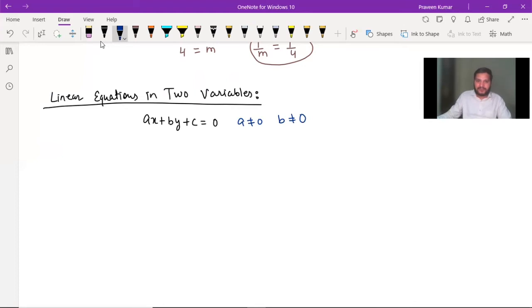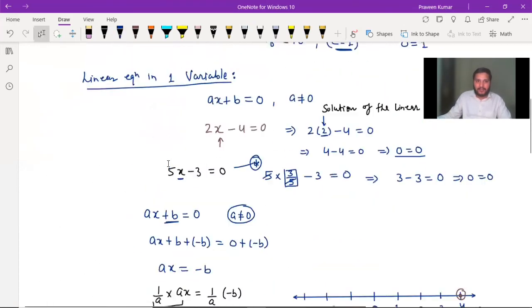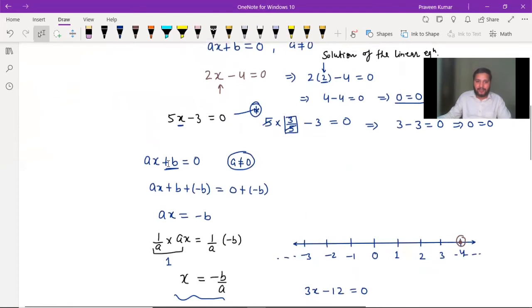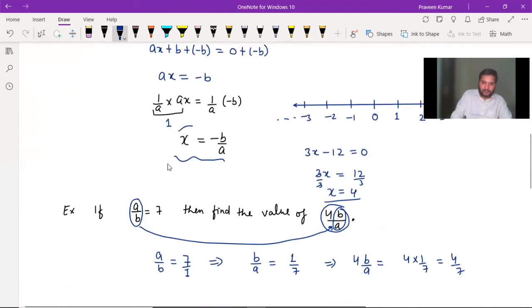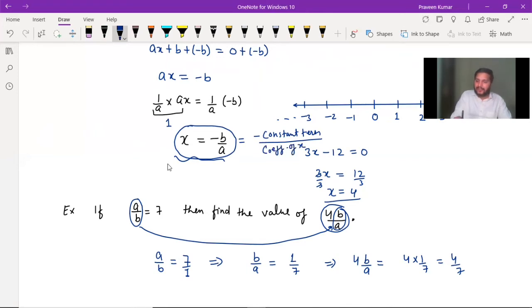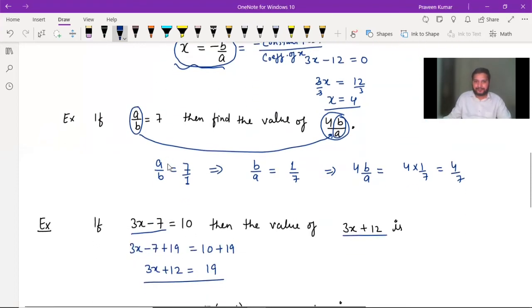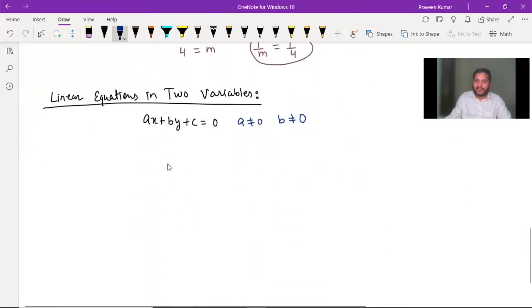So we have seen that in linear equations in one variable, we get a unique solution, which is x is equal to minus b by a, which we can say is minus of the constant term, if the constant term is given on the left hand side, upon the coefficient of x. This is the solution. Solution means the value of x which satisfies the equation.